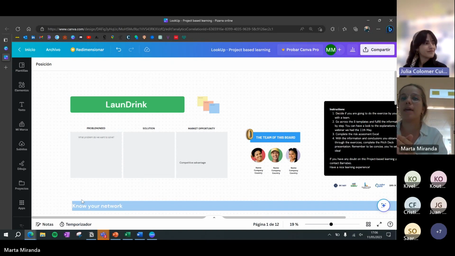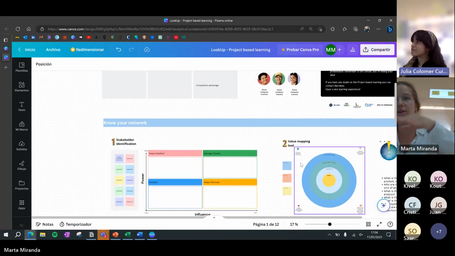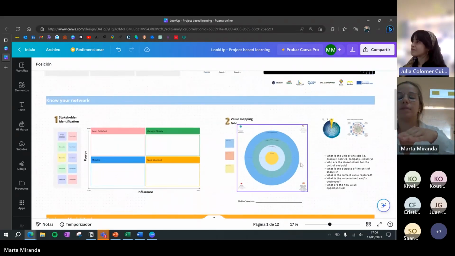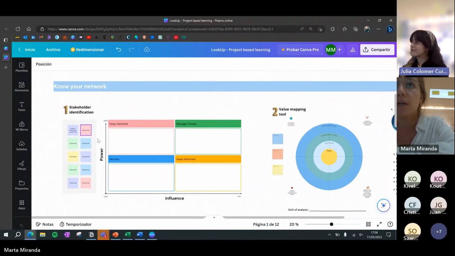So, okay, here a brief introduction, the team, and let's go through the tools we shared with you today. First of all, stakeholder identification. Here you have the post-its. You can move them and put them here.